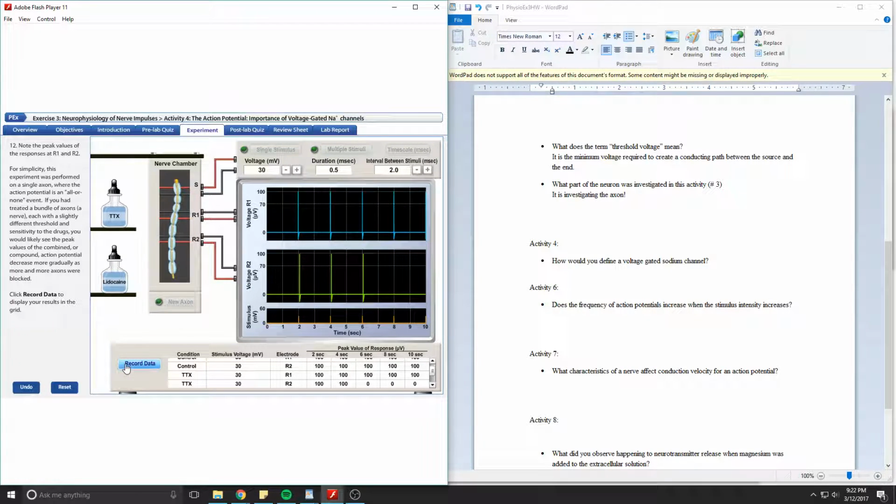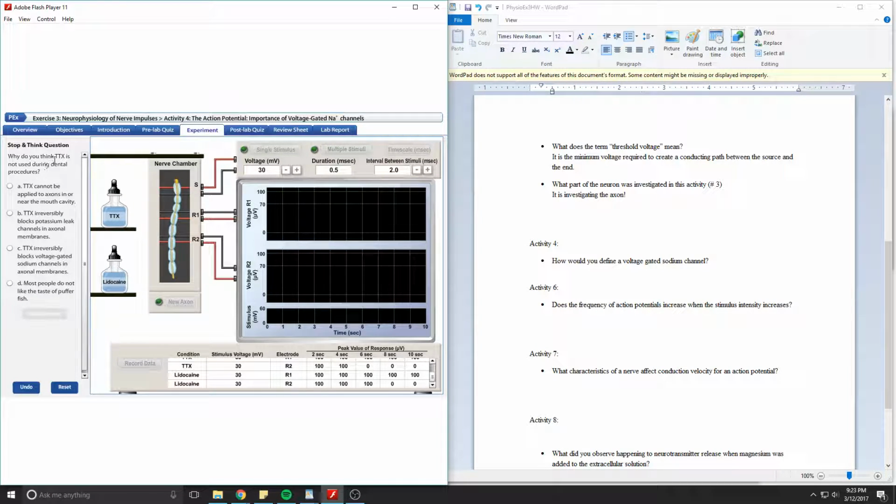This experiment was performed on a single axon. Okay. So for simplicity, this experiment was performed on a single axon where the action potential is an all or none event. If you had treated a bundle of axons, each with a slightly different threshold and sensitivity to the drugs, you would likely see the peak values of combined or compound action potentials decrease more gradually as more axons are blocked. Okay, so they're like painkillers, I guess.